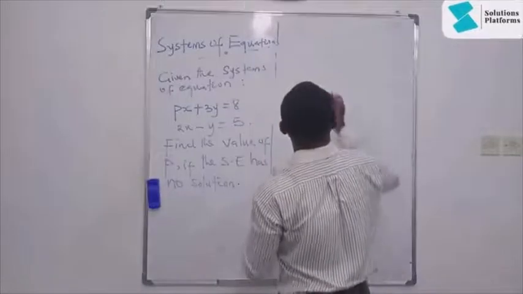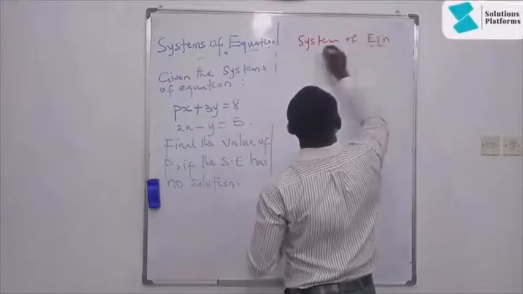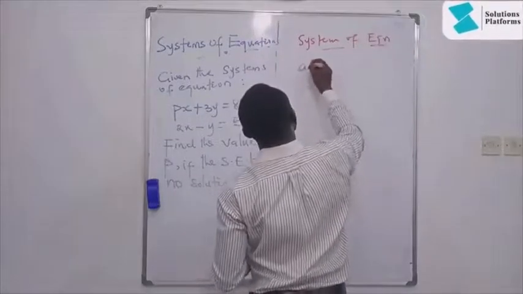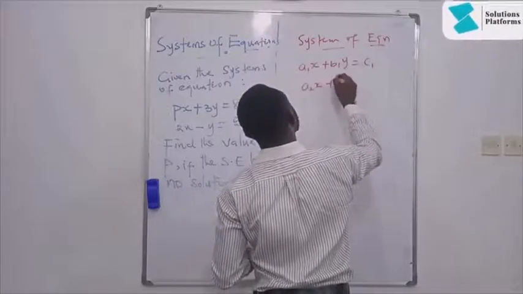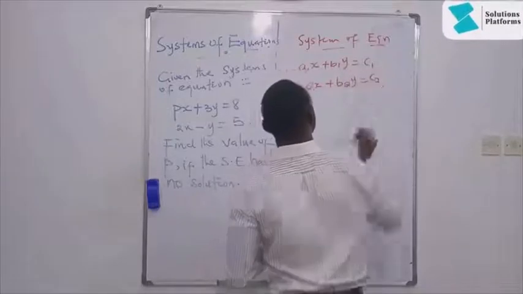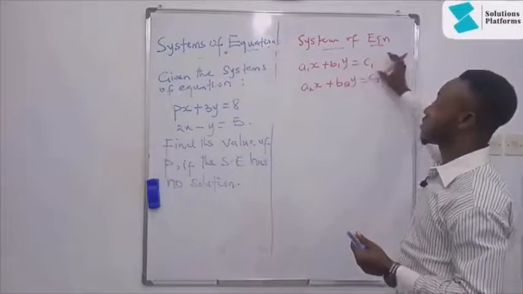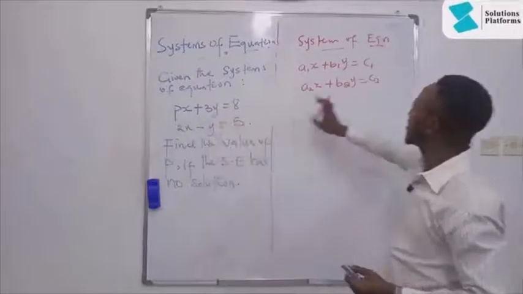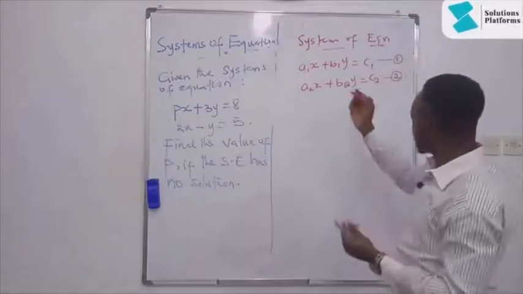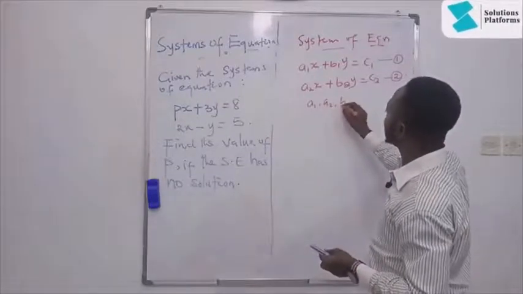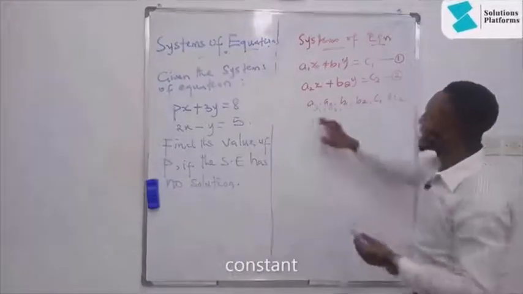First, when you are given a system of equation, it's typically of this form: a1x plus b1y equals c1, a2x plus b2y equals c2. So from here, this is the general form equation of the line. If this is equation 1 and this is equation 2, and we are asked to solve, you should know that a1, a2, b1, b2, c1, and c2 are constants. These are values that will be given.